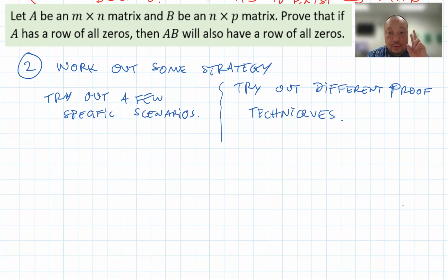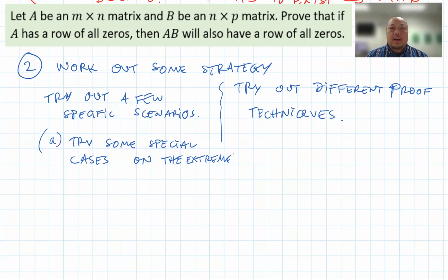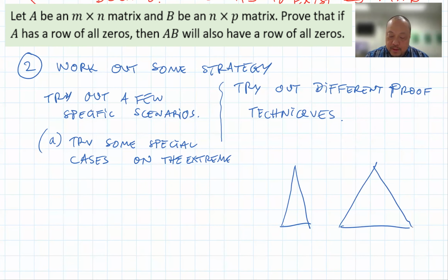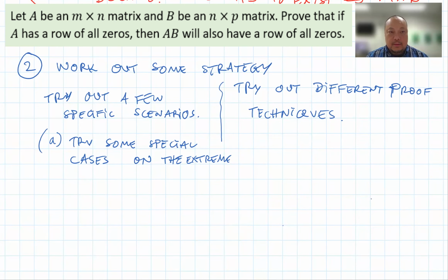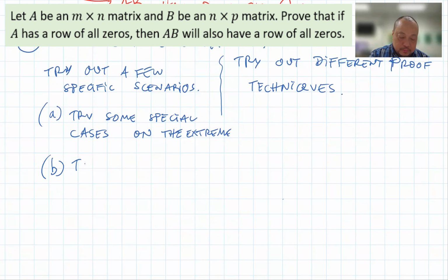And for that, I would encourage you to do two things. A is to try some special cases on the extremes. In geometry, for example, if it's a problem involving a triangle, I may try some triangles that are isosceles or equilateral. I may try some obtuse angle, especially if the problem involves angles. If the problem involves length, I may choose a triangle where two sides are really long compared to the third side. I try some extreme to see how things behave in the context of the problem. And I would also try some generic, nothing special kind of case.